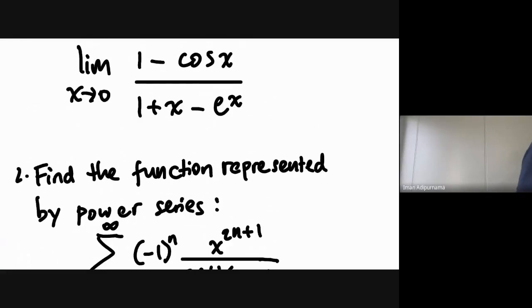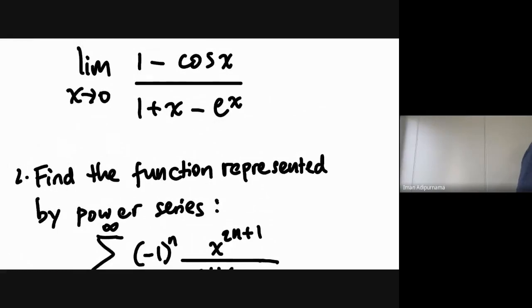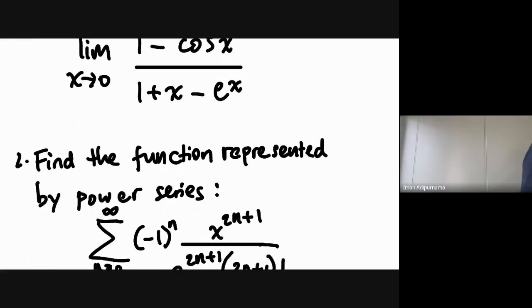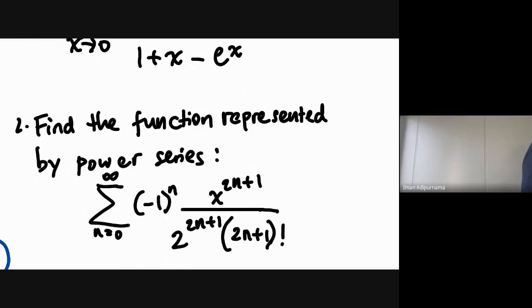Okay, number one is 1 minus cos x over 1 plus x minus e to the x. Number two, you have the sum, and then minus 1 to the power of n, x to the power 2n plus 1, divided by 2 to the power of 2n plus 1, multiplied by 2n plus 1 factorial. Maybe giving you a couple of minutes to try.